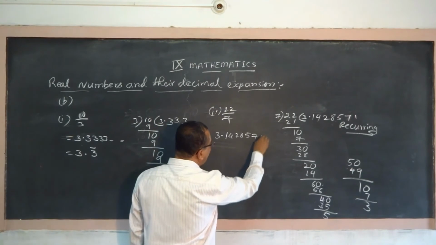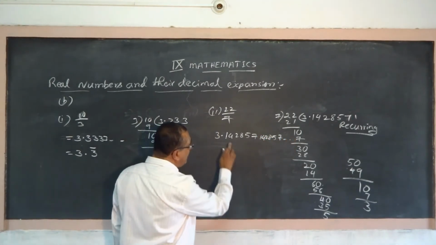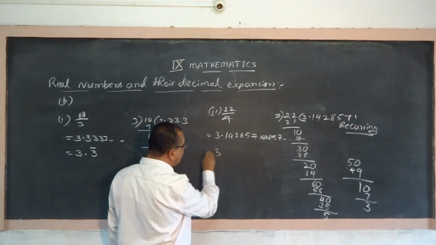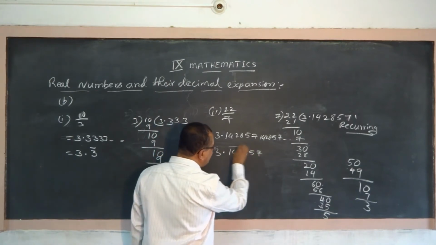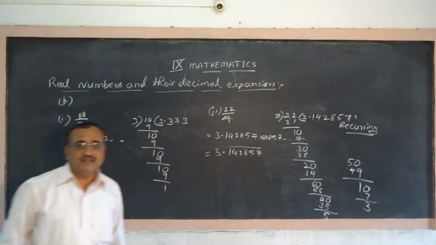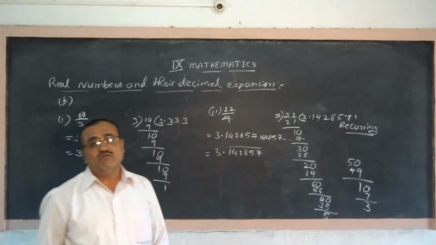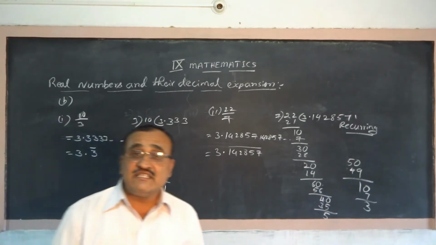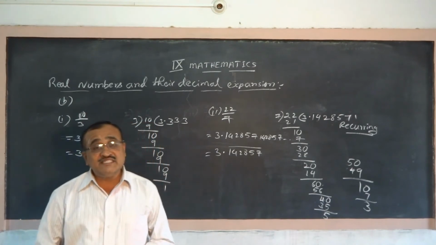3.142857, 142857 goes on repeating. How many digits? 1 2 3 4 5 6. Six digits are repeating. The complete number is repeating. Is it right? We call it recurring. This type of decimal expansion we call recurring decimals.